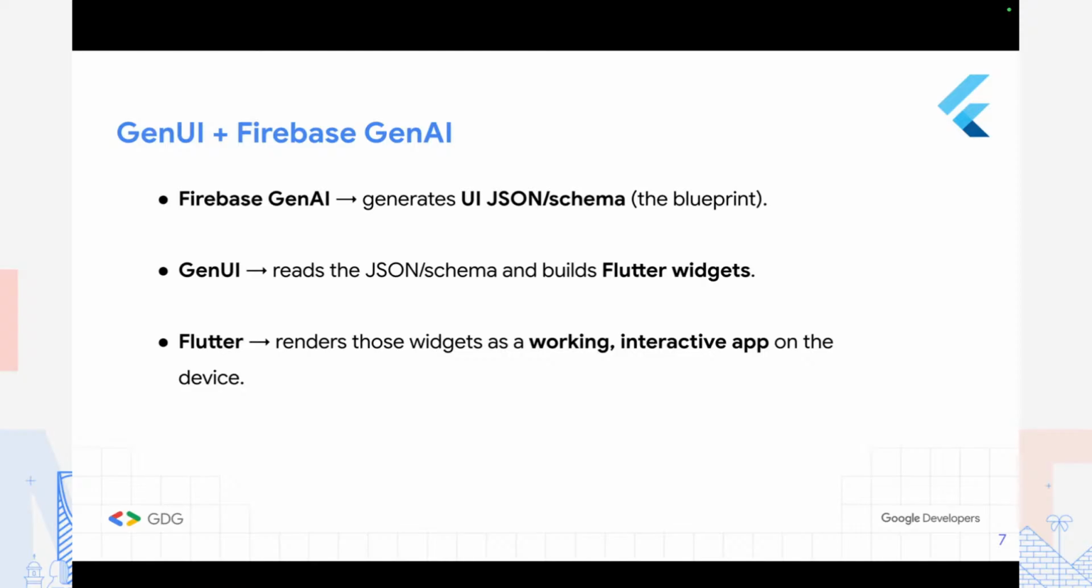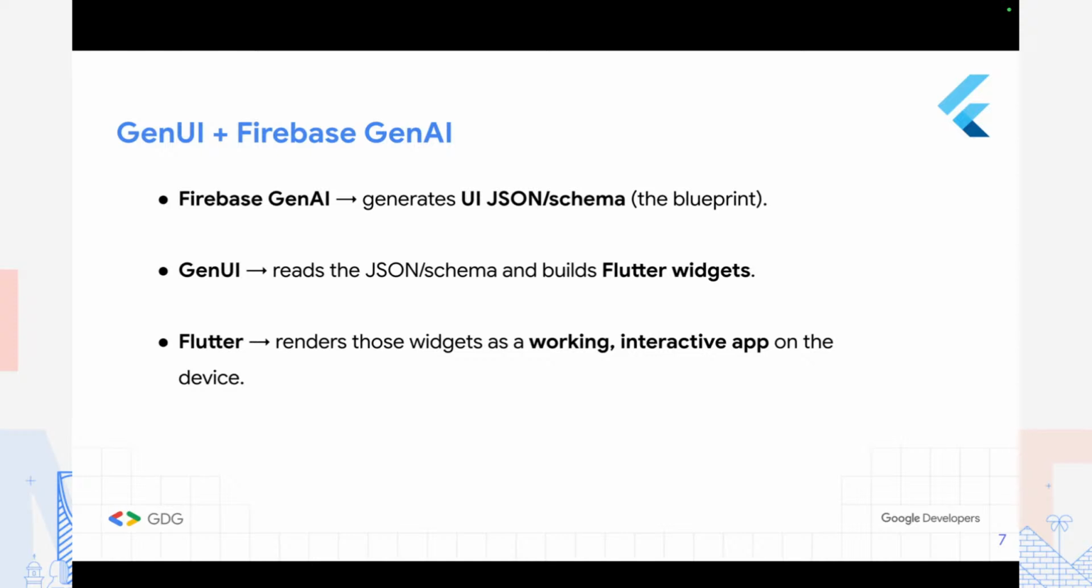So let us first understand what each one does. Now, as we spoke, generative UI reads the JSON or the schema and builds Flutter widgets, right? So the JSON is the JSON that was generated. The Flutter is going to build those widgets from this JSON. Here, Firebase Gen AI is going to generate the schema for us. So this is the basic difference here. And Flutter is going to render those widgets so that we can have an interactive application.